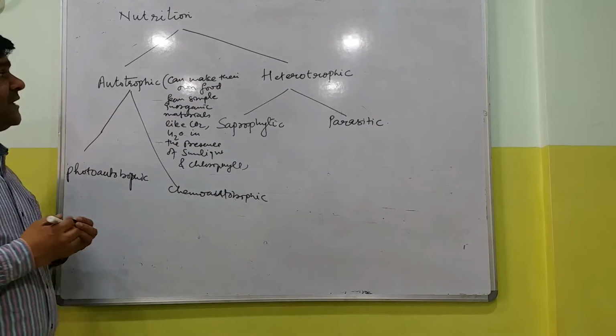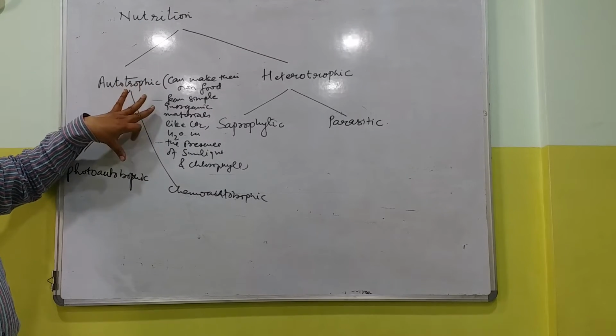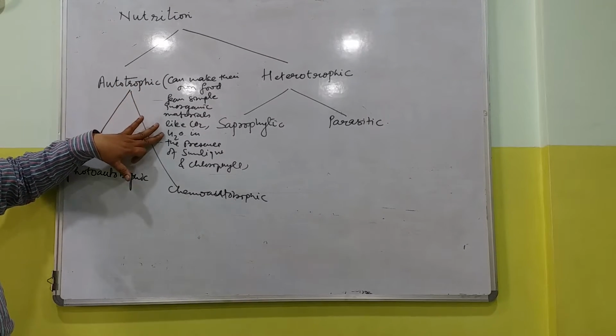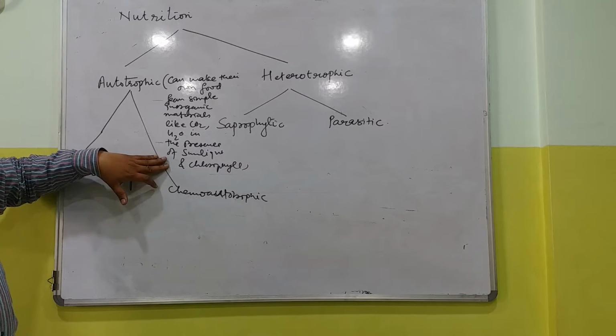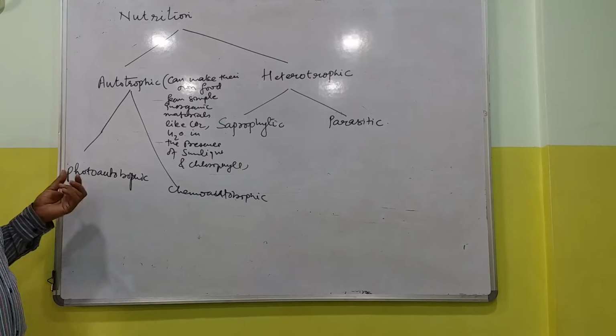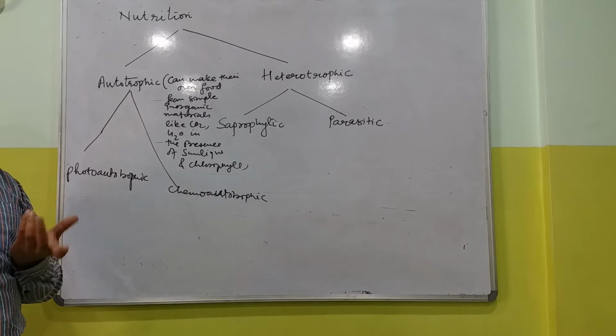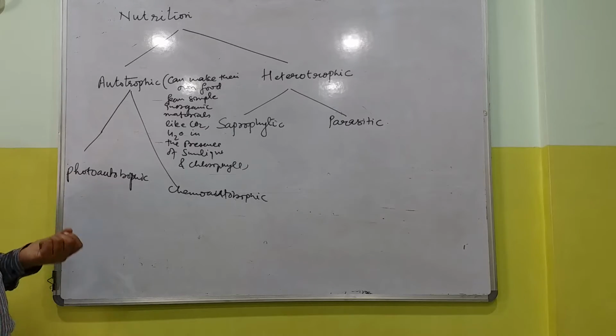The nutrition which I just discussed with you, where green plants can make their own food from simple inorganic material like CO2 and water, in the presence of sunlight and chlorophyll, is called photoautotrophic nutrition. Photo means light, and autotrophic means the organism can make its own food in the presence of sunlight.